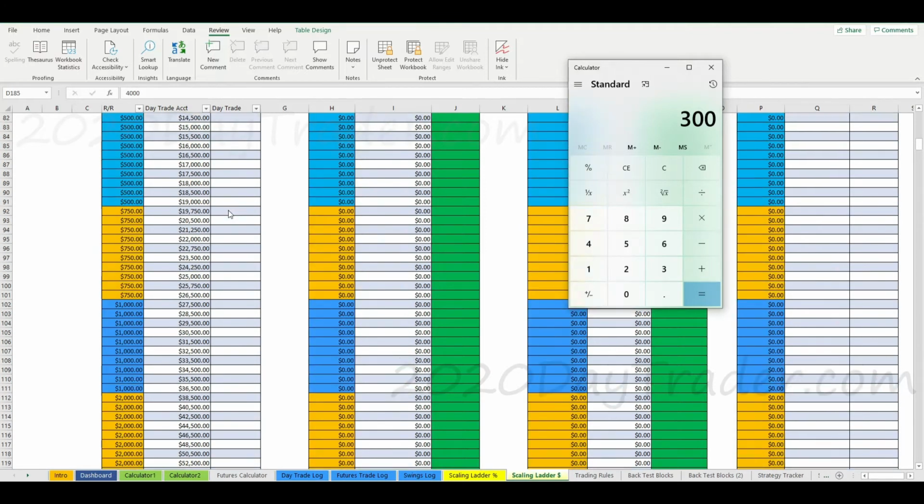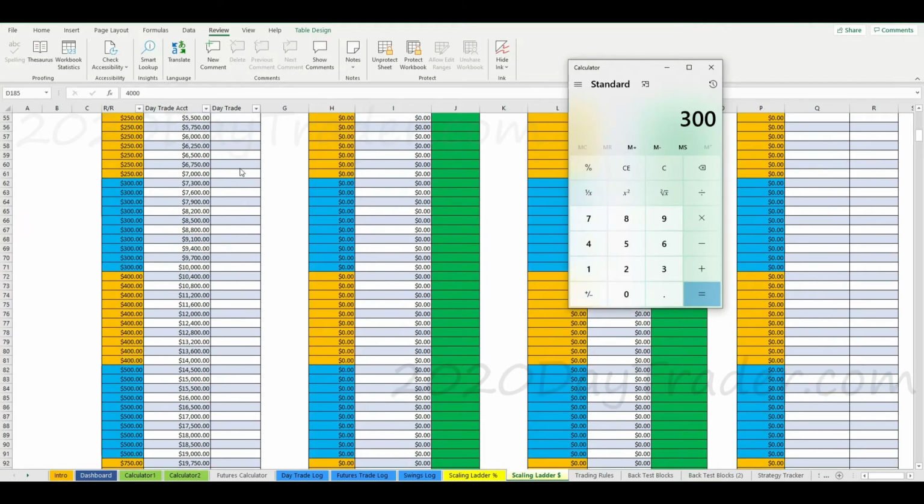So with this trading log, you see how it's green here? It'll be green as making money. But if I make a withdrawal in my account, what I need to do is I need to go over to my trading log.